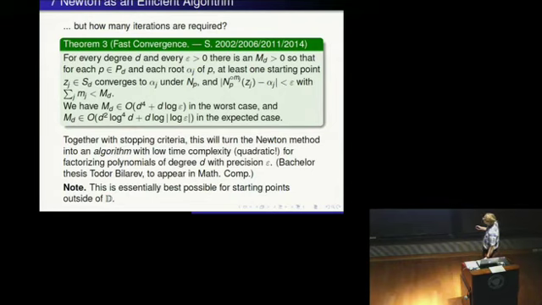And now this total number MD is, in the worst case, at most d to the 4 plus d log epsilon. That's when you have multiple roots. And in the expected case, you can really give a precise average. Then it's d squared times log to the 4th power of log d plus d log epsilon. And this log epsilon is really the quadratic convergence. And then this is the leading order of what it takes.